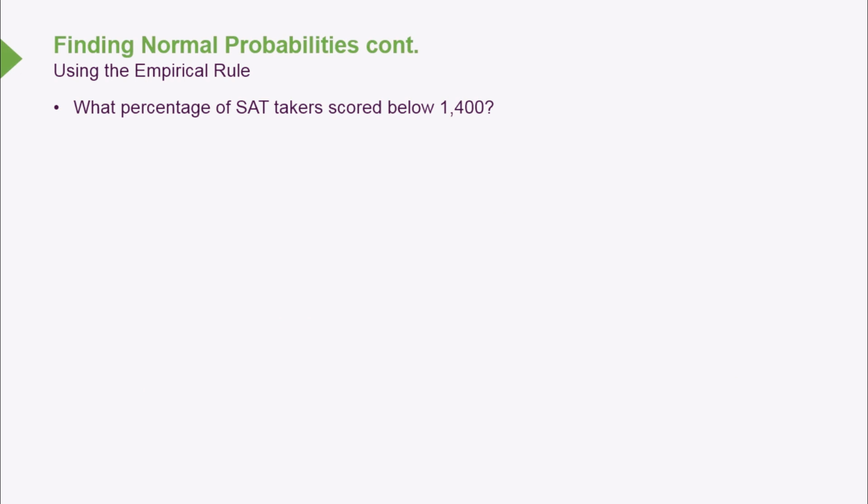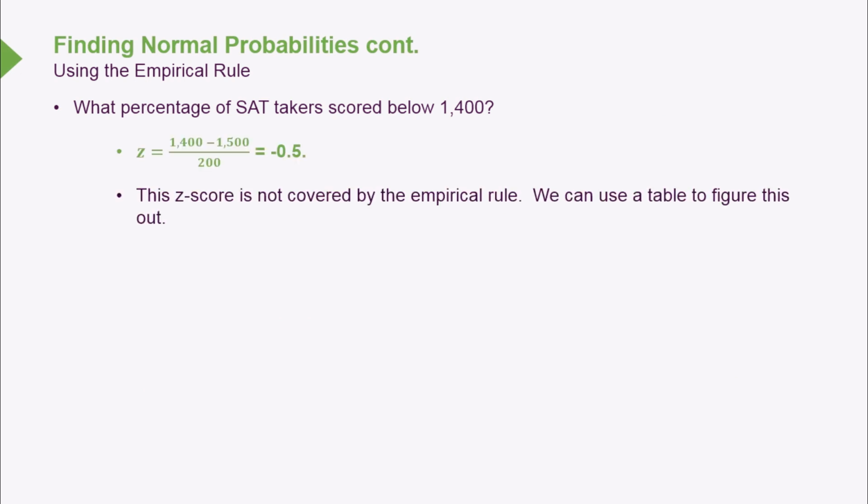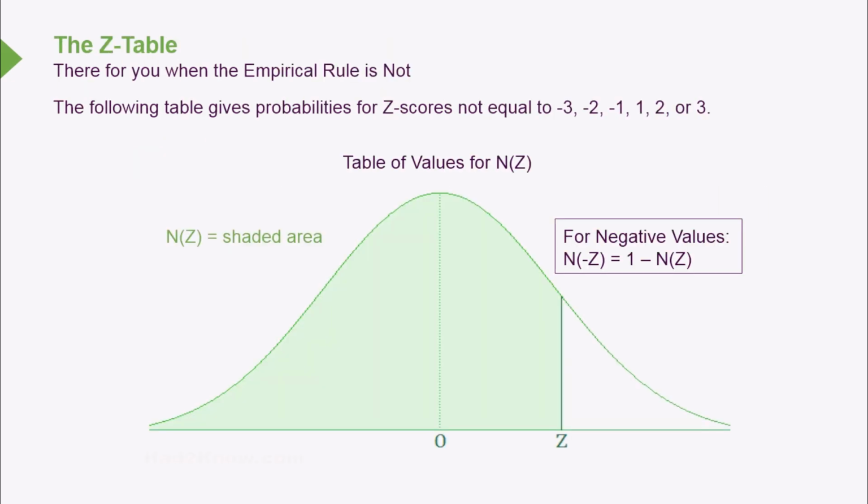Now, what percentage of SAT takers scored below 1,400? Well, we find the z-score for 1,400 and we get minus 0.5. Now, we might be in trouble if we want to use the empirical rule because the z-score is not covered by that. Remember that the empirical rule only covers z-scores of minus 1, 1, minus 2, 2, minus 3, and 3. Minus 0.5 is not covered by this. But we have a table that we can use to figure these types of things out. So sometimes we have z-scores that aren't covered by the empirical rule. But we have a table that's going to be presented in the next slide that gives you probabilities for z-scores that aren't covered by the empirical rule.